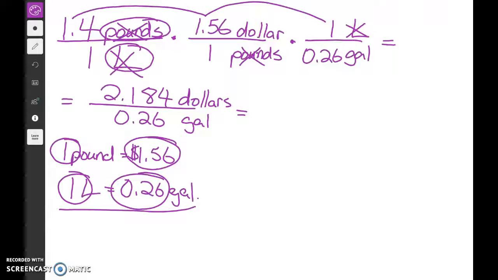So all we need to do is take 2.184 and divide that by 0.26. When we divide it out, we should get an answer of 8.40, or just 8.4. So what that means is it's going to be $8.40 per gallon for a gallon of gas.